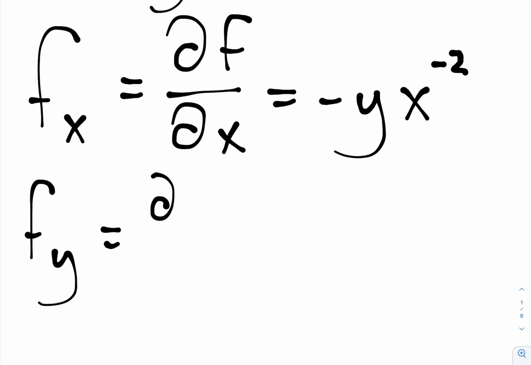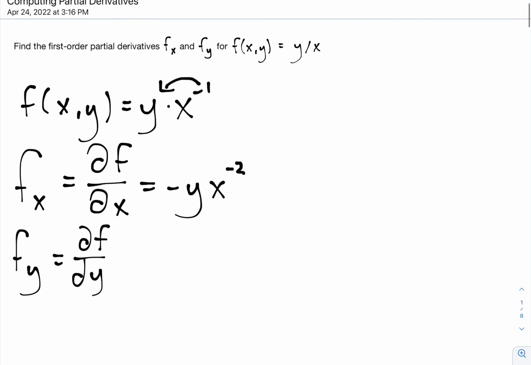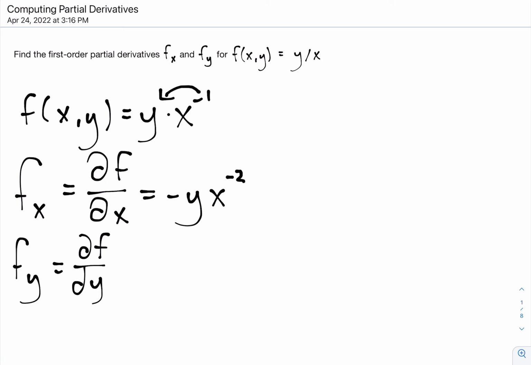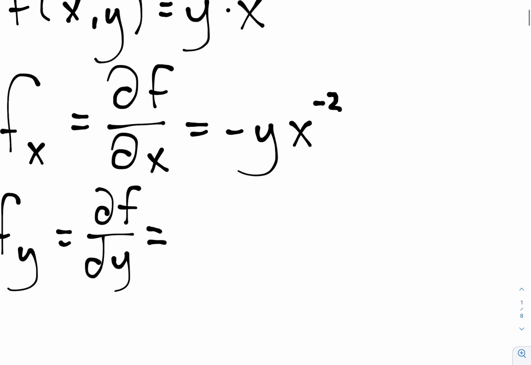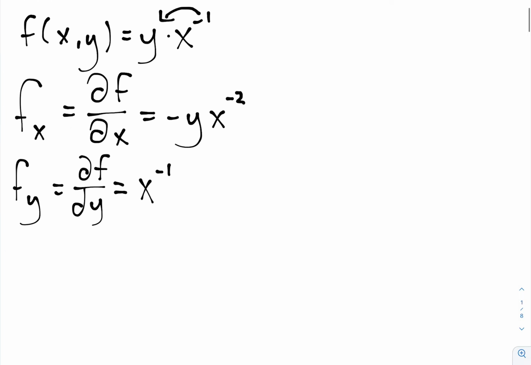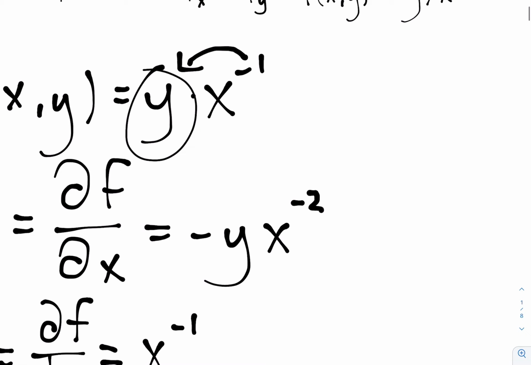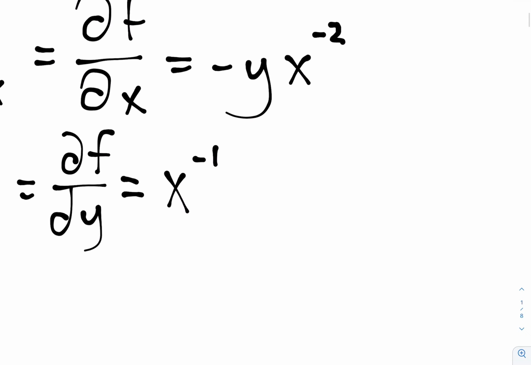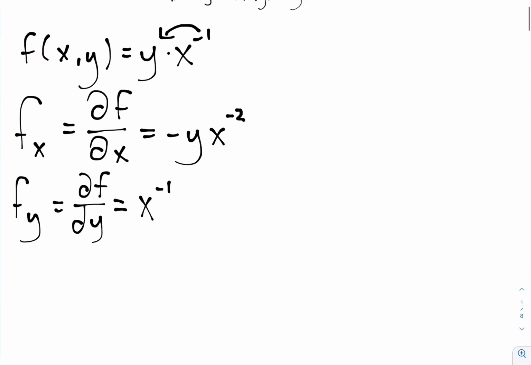Now let's do f sub y, the partial derivative of f with respect to y. It's the same kind of idea. We're leaving x constant now because the variable we're differentiating with respect to is y. So the x to the negative 1 is going to stay the same. We pretend it's just a constant, and we differentiate the y. The derivative of y with respect to y is just 1, so it's x to the negative 1 times 1, which is just x to the negative 1. We don't need to put the times 1 there. Okay? So that's the first question.